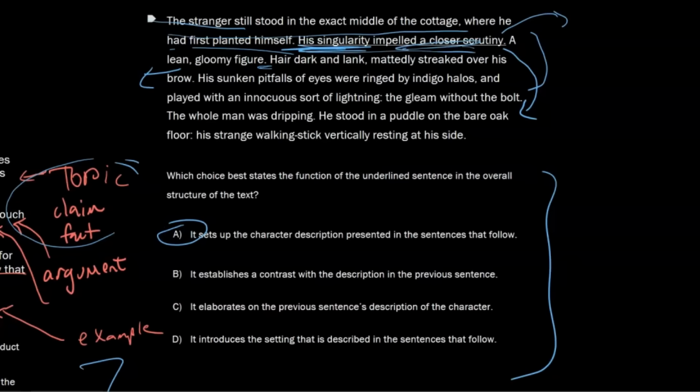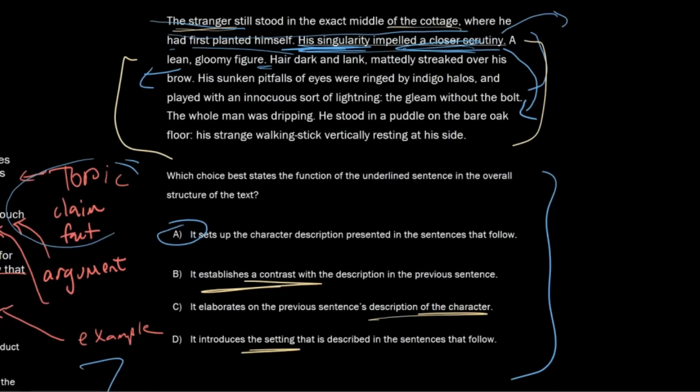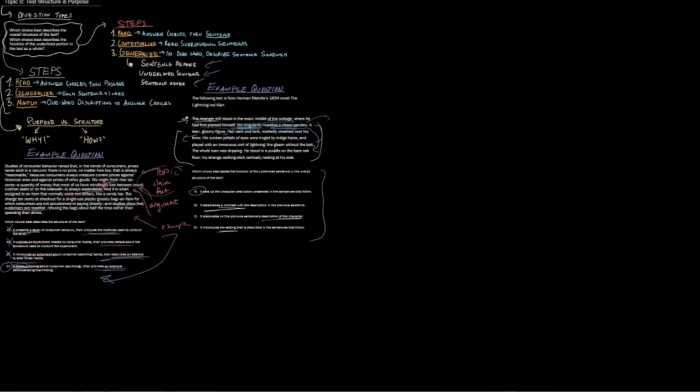This is our why. It's impelling a closer scrutiny, and it's leading to the whole rest of the passage, which is our character description. There's no contrast. He hasn't moved. He hasn't done anything. There's no description of the character really here. He's in the middle of the cottage, he's a stranger. That's pretty much it. It's not really elaborating on that. It's more elaborating on his looks at this point, right? Introduce the setting. Not true. That's the first sentence. And that is how you would solve any sort of text structure and purpose question.